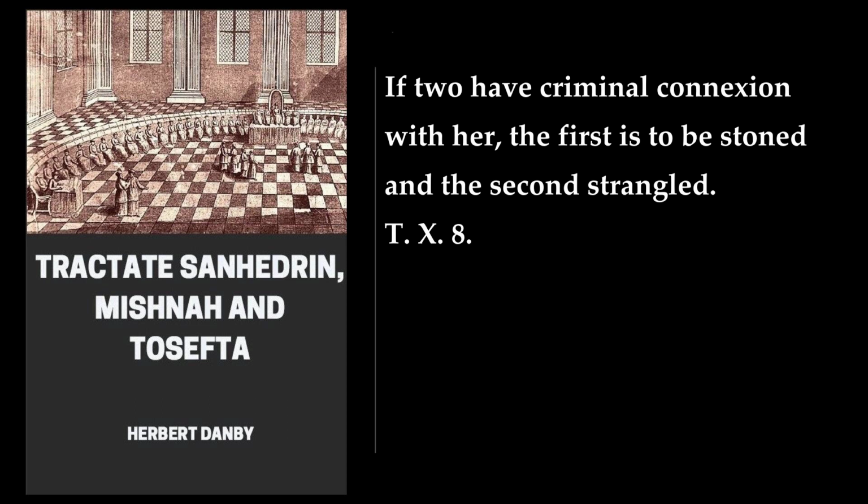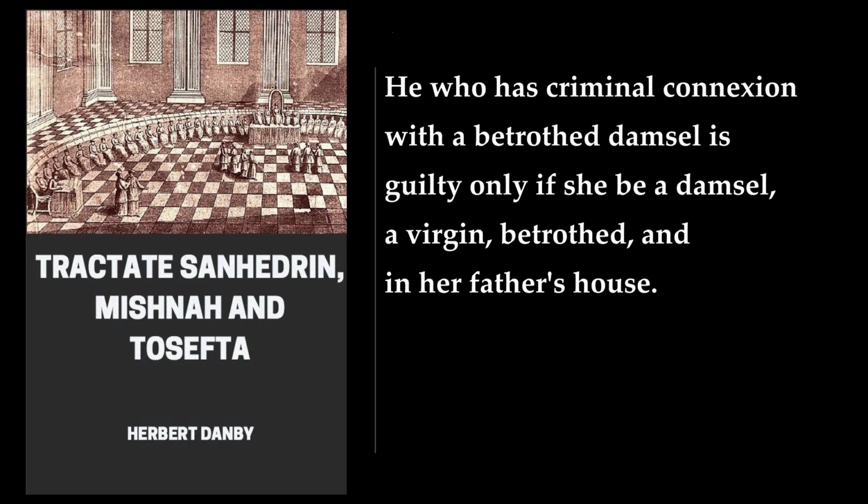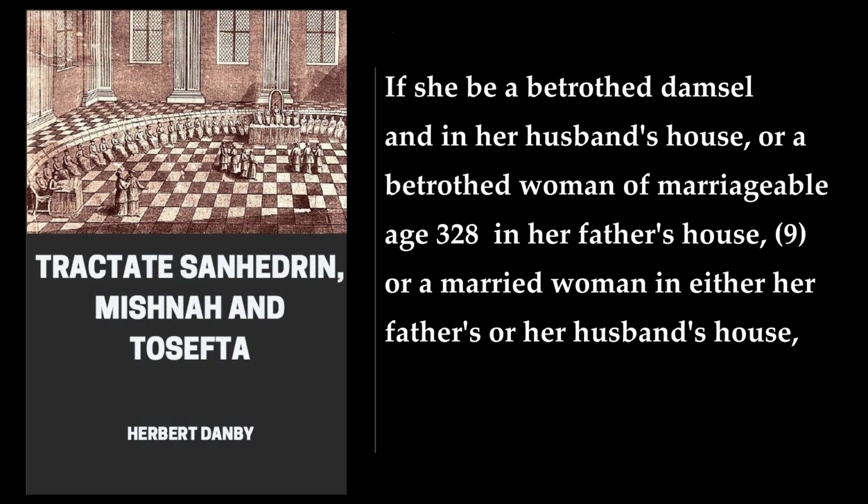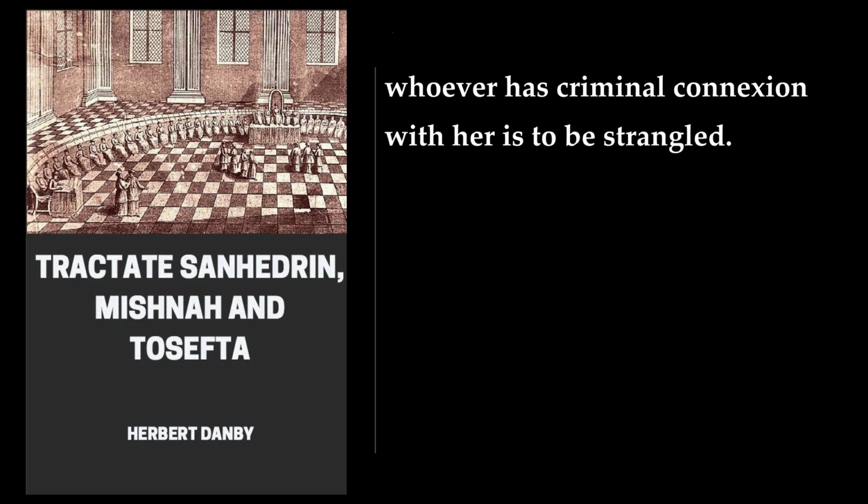Tx 8. He who has criminal connection with a betrothed damsel is guilty only if she be a damsel, a virgin, betrothed, and in her father's house. If she be a betrothed damsel and in her husband's house, or a betrothed woman of marriageable age in her father's house, or a married woman in either her father's or her husband's house, whoever has criminal connection with her is to be strangled.